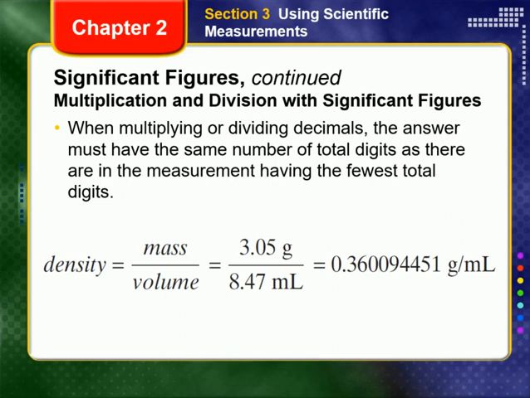In the calculation just described, the answer, 0.3600944451 grams per milliliter, would be rounded to 3 significant figures to match the significant figures in 8.47 milliliters and 3.05 grams. The answer would thus be 0.360 grams per milliliter.